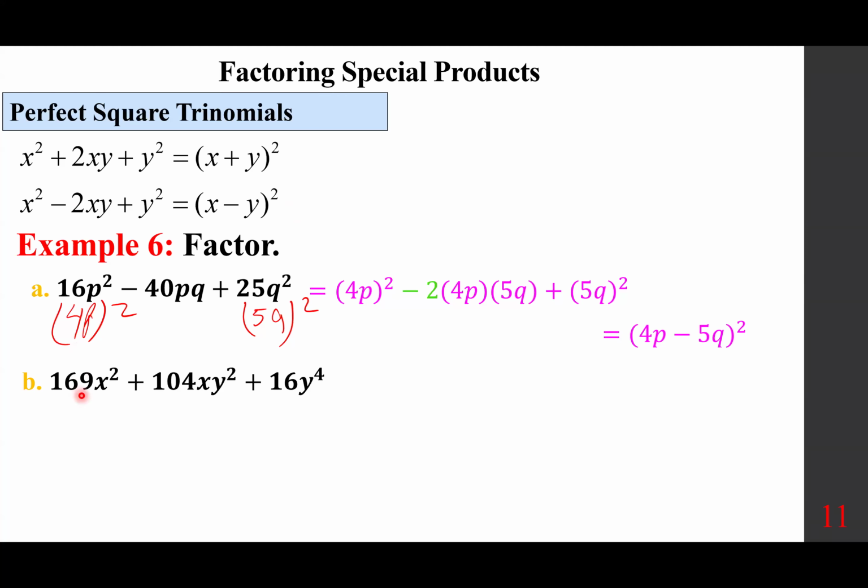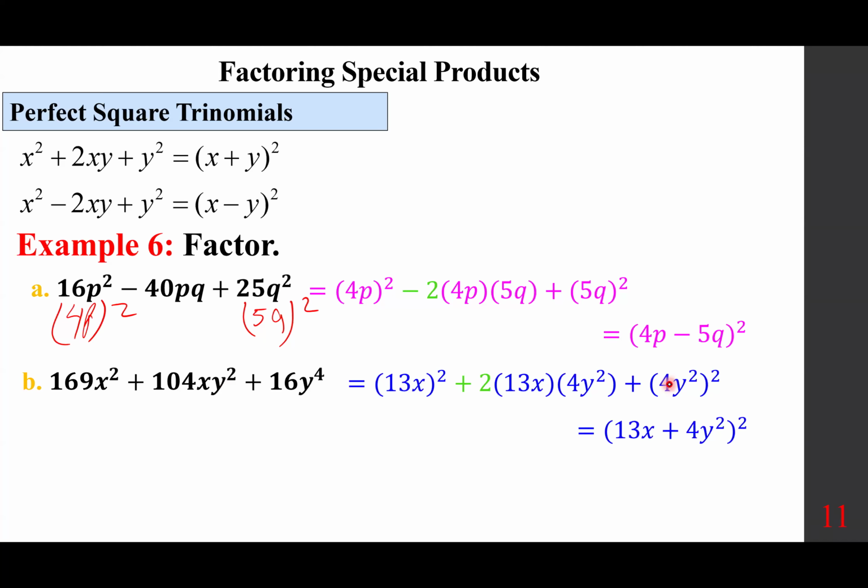What about this one? You may notice this is 13x quantity squared. This is 4y squared quantity squared. And this is the product of the 2 times 2. In other words, let's rewrite it in this fashion. It may not always be the case, but this happened to be the case. Therefore, it follows the first one: 13x and 4y squared to the power of 2. So those are perfect square trinomials.